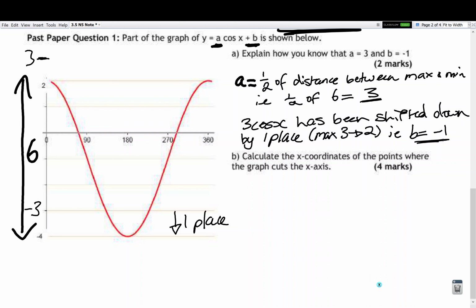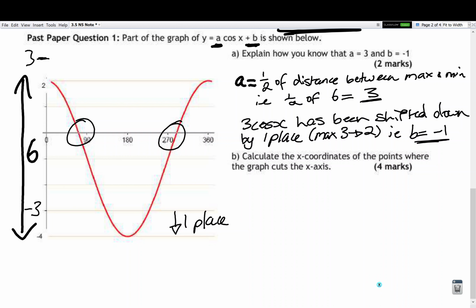Now we're on to solving a trig equation, part B, 4 marks: calculate the x coordinates of the points where the graph cuts the x axis. Now the majority of Nat 5 pupils that struggle with this question do so because they don't actually understand what the question's asking. Calculate the x coordinates, so that means the positions on the x-axis, the horizontal one, where the graph cuts the x-axis. So look at where the graph cuts the x-axis. It's cutting the x-axis at this point here, just before 90, and this point here, just after 270.